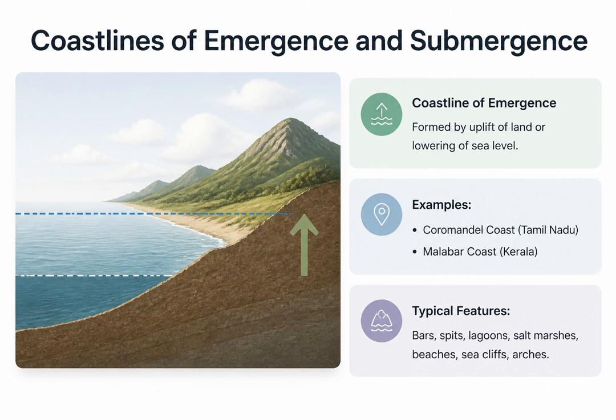The Coromandel Coast in Tamil Nadu and the Malabar Coast in Kerala are prime examples. Because the seabed is exposed, you will typically find features like sandbars, spits, lagoons, and wide beaches here.